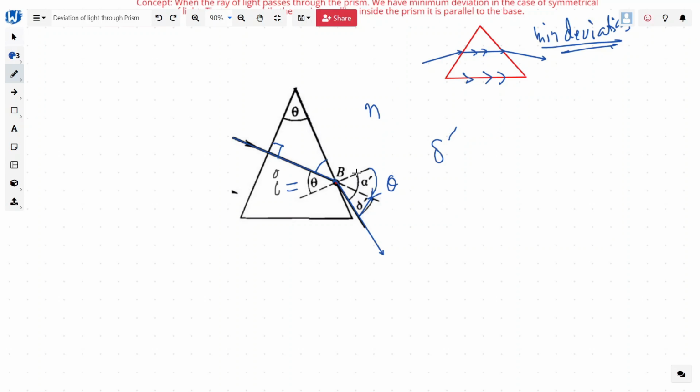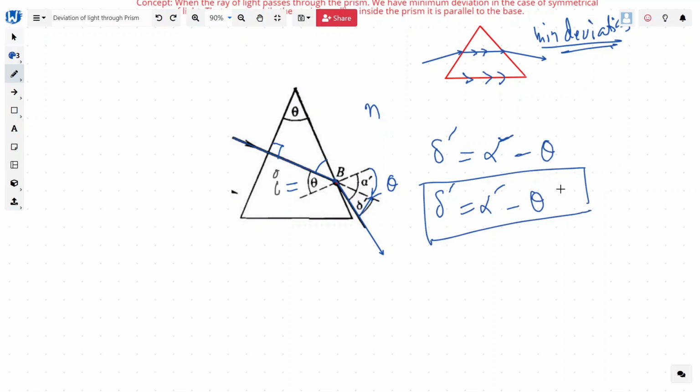Now this is our angle of refraction, alpha dash. We want to know this one, so delta is going to be alpha dash minus theta, correct? This is what is going to be our deviation in which we are interested. Now we can simply write Snell's law here, at point P.